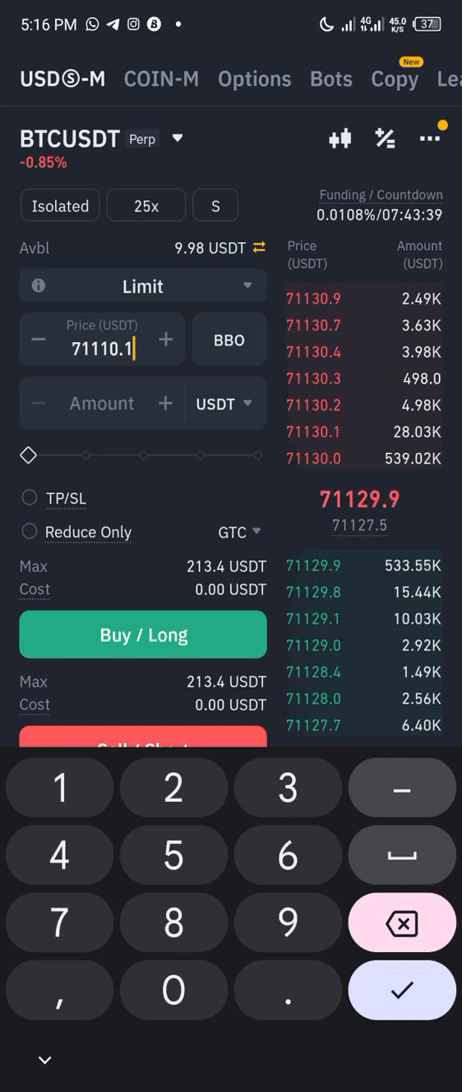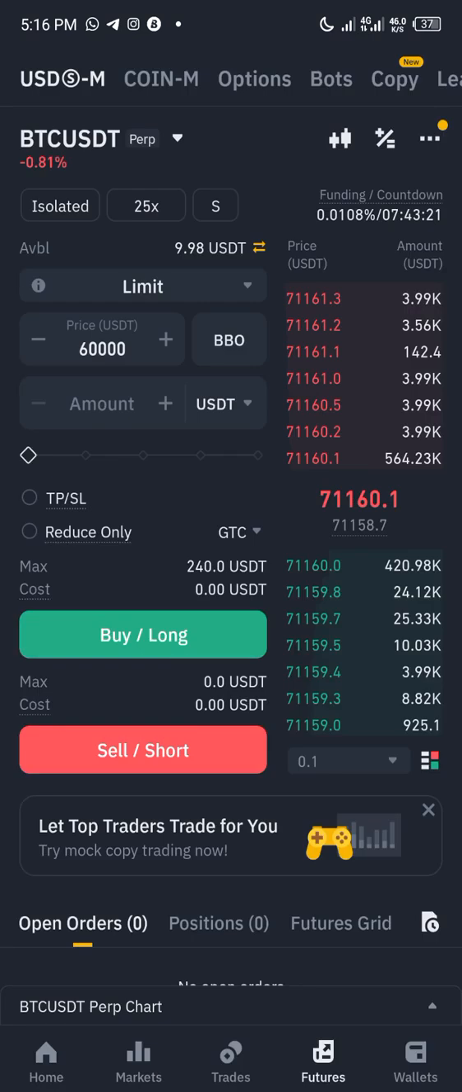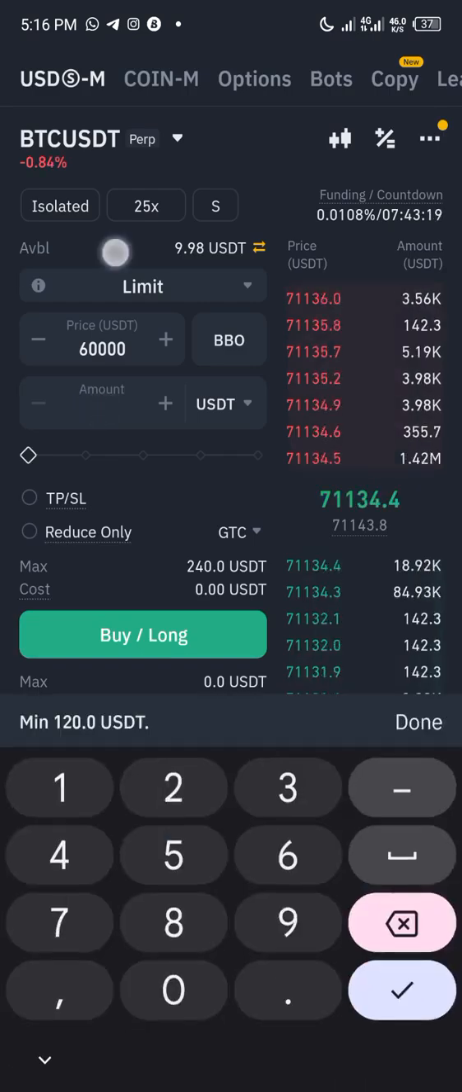Let's say I want to enter if the price of Bitcoin is 60,000 USDT, and below it, amount is the amount I want to use to trade. And mind you, I'm using 20x leverage. So let's say I want to use just $1 to trade. I will not input that $1 here. You guys don't forget that. I will input $25 because I'm using 25x leverage.